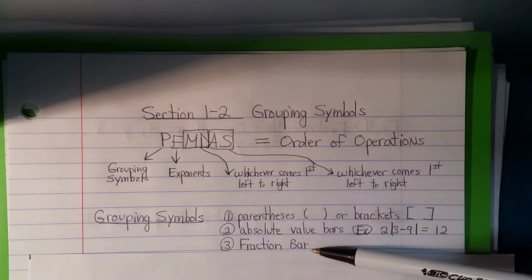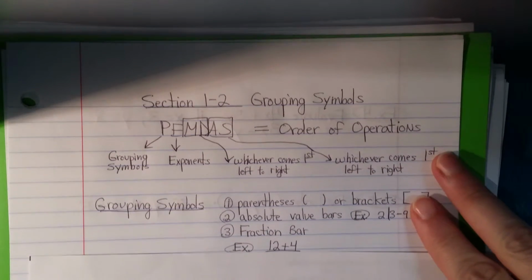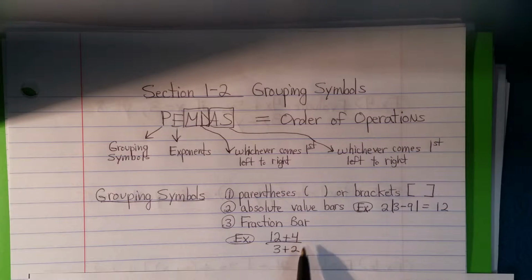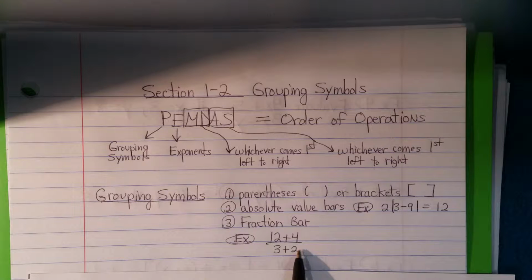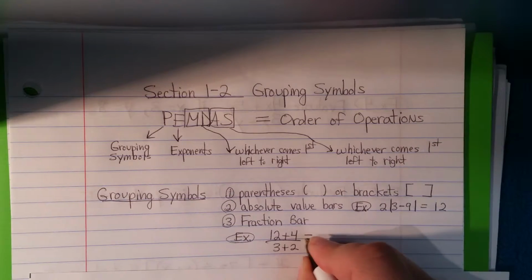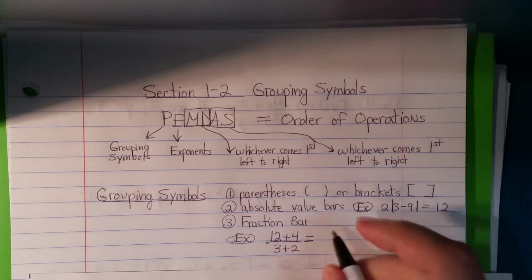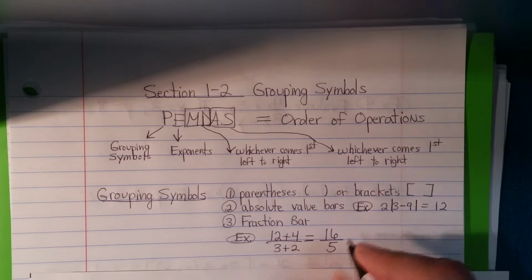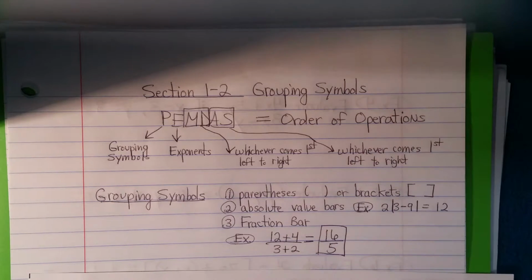Then you have the fraction bar, which is a grouping symbol as well. Now the fraction bar means that you have to treat the numerator as a unit and the denominator as a unit, and whatever operation is in the numerator has to be done, and whatever operation in the denominator has to be done before you can do any dividing. So doing the numerator, I have to add the 12 and the 4 to get 16, and then I add the 3 and the 2 to get 5. So I end up with 16/5.